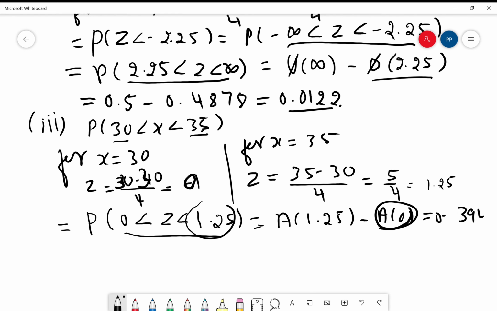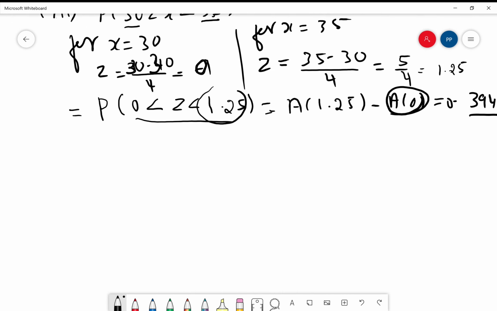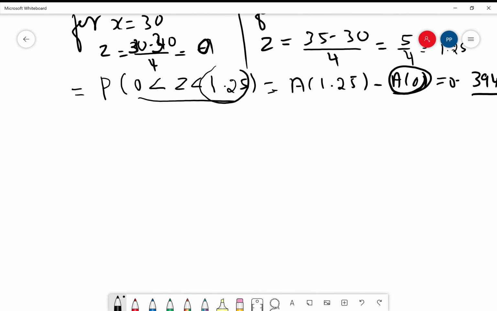Okay, so these are the required probabilities. This is how we can find the probabilities easily, just by making use of the table and converting the variable x to z. Now let's move on to the next problem.